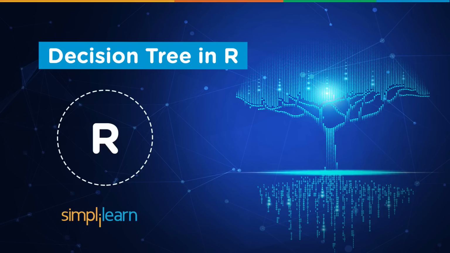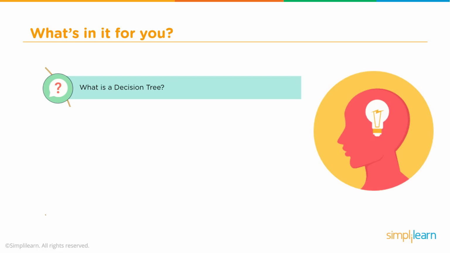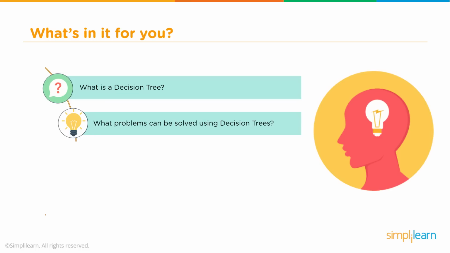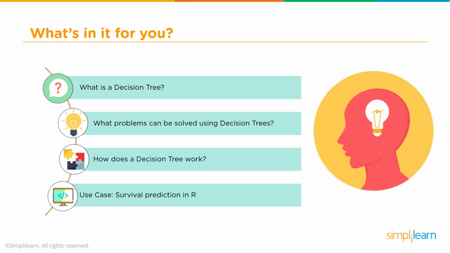And we'll be doing part one of a two-part series, Decision Tree followed by Random Forest, because the Decision Tree is part of the Random Forest. What's in it for you? First, we'll cover what is a decision tree, what problems can be solved using decision trees, how does a decision tree work, and then we'll dive into a use case, survival prediction in R. So we'll be using the R platform on this one.